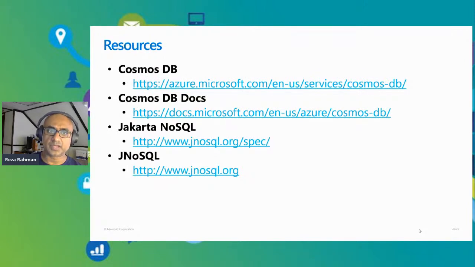And finally, the specification itself is available on www.jnosql.org/spec. So this is actually the best place where you can learn the Jakarta NoSQL specification itself. And the implementation right now is JNoSQL. So in order to get to that, you go to jnosql.org. You'll see links to many different code samples and additional documentation, videos, and the like. So to learn more about JNoSQL as the implementation for Jakarta NoSQL.